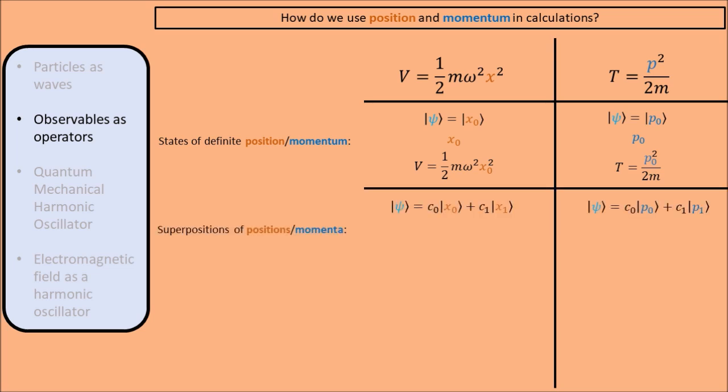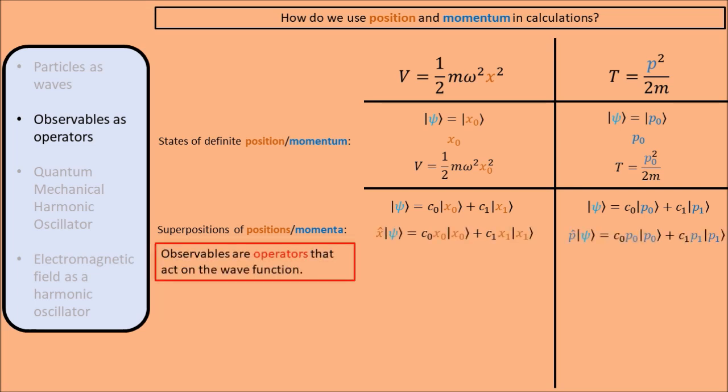Now let's suppose we have a state which is a superposition of two states with definite position x0 and x1, or a state which is the superposition of two states with definite momentum p0 and p1. What would be the position or the momentum of such a state? We cannot simply assign a single value to the position observable or a single value to the momentum observable.